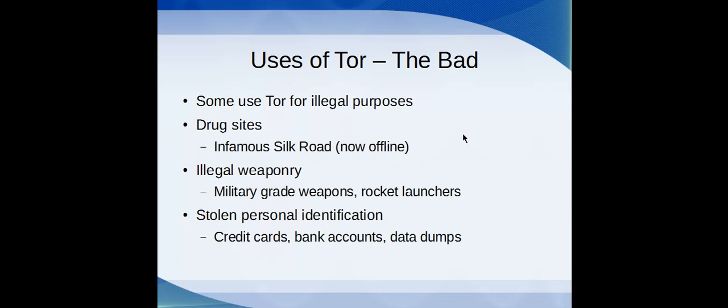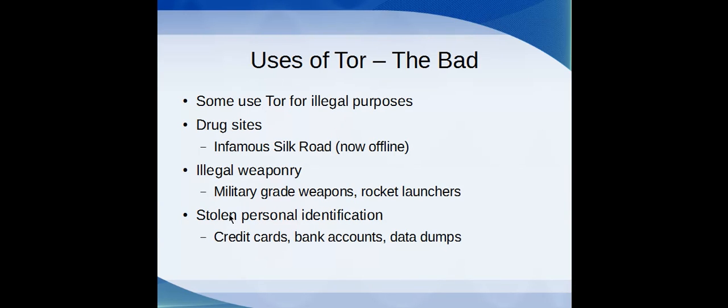So now, more of the bad uses of Tor. This is the darknet that I was mentioning earlier. In the darknet, you have things like drug sites, like the infamous Silk Road. A lot of people know about the Silk Road, which is now taken offline. The FBI has finally taken down the Silk Road. Along with drug sites, you also have illegal weapon sites that sell things like military-grade weapons and rocket launchers, all kinds of crazy stuff like that.